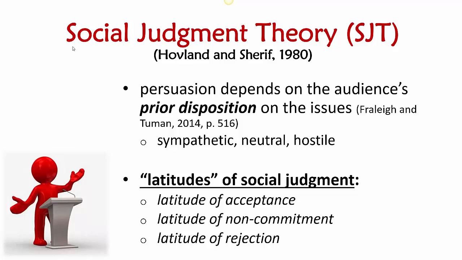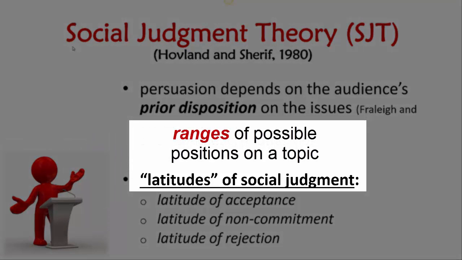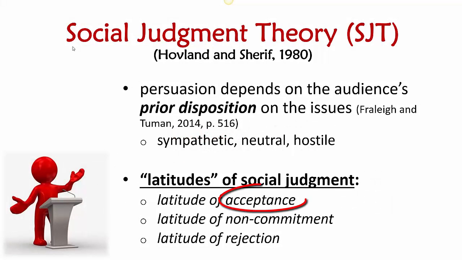audience relative to the subject matter and the arguments that you're going to make are going to have three latitudes. In other words, three ranges of possible positions that one might take on the issues that you're discussing. A latitude of acceptance, which is the range of positions that they would be willing to be persuaded by. A latitude of non-commitment, positions that they really don't have a strong opinion on one way or the other. And a latitude of rejection, those possible positions that are outside the realm of positions that they could really see themselves reasonably taking.